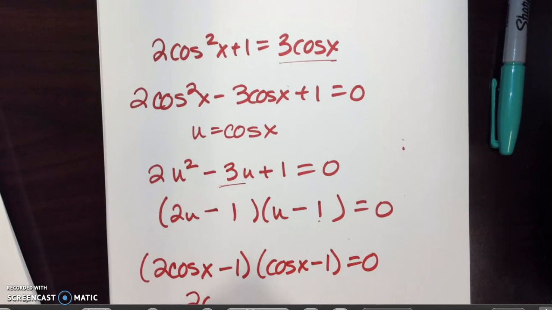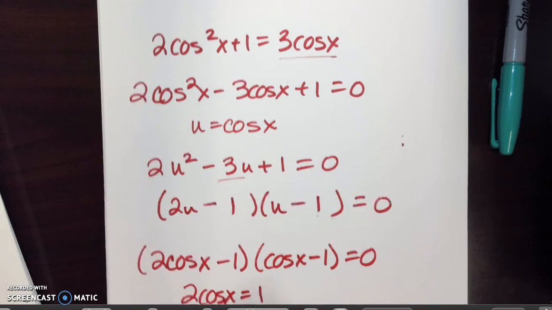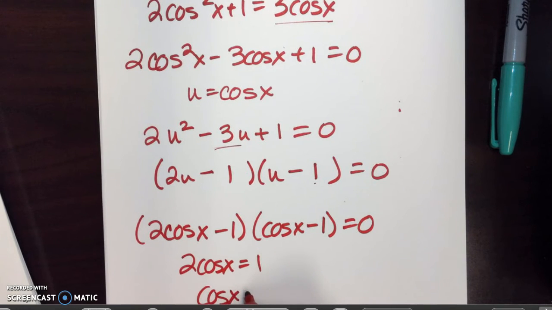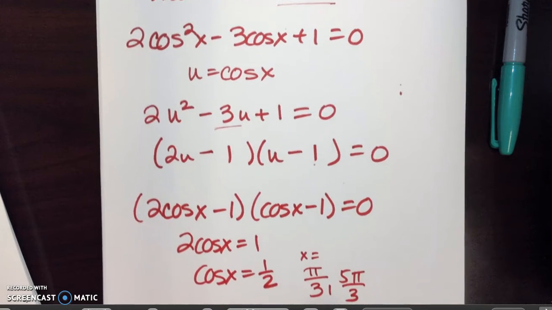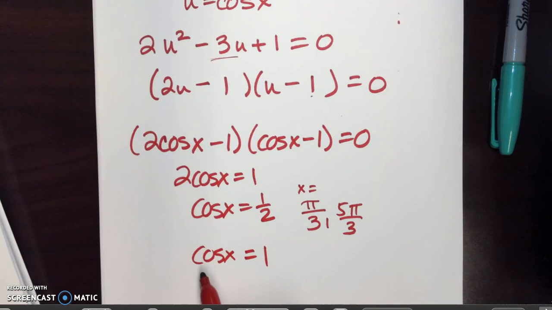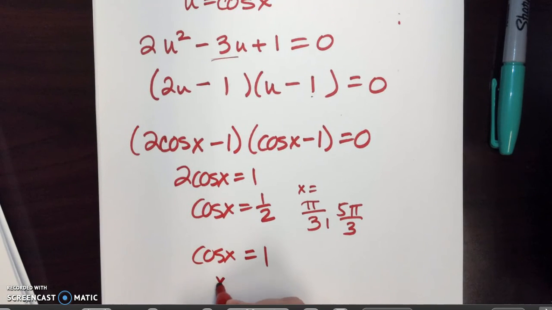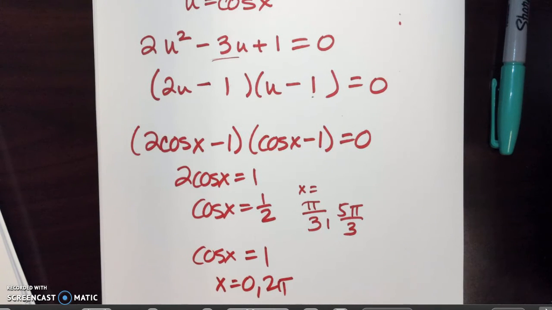So 2 cosine of x equals 1, cosine of x equals 1/2, and that's the same one we had before. That happens when x equals pi over 3 and 5 pi over 3. And then also cosine x equals 1. That happens when x equals 0 and all the way around at 2 pi. I'm going to include the whole circle.